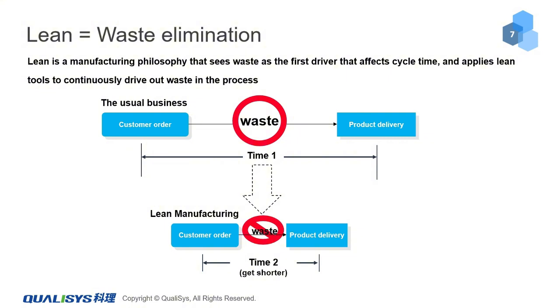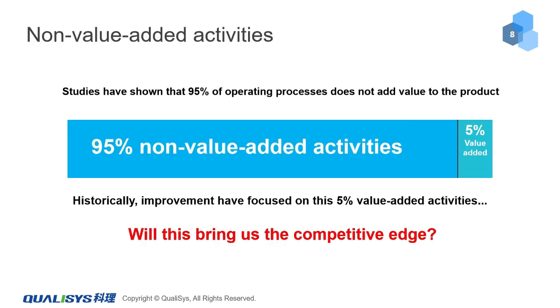So with value-added and non-value-added, all together, we have a delivery time. We call it time one. And by using lean manufacturing methodology and tools, we start to focus on waste elimination. And after some effort, we reduce the waste. And you can see the product delivery is reduced to time 2, which is much shorter. So getting rid of the waste will shorten our cycle time or shorten our delivery time.